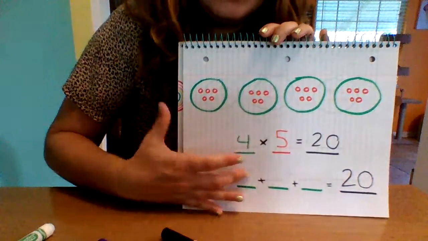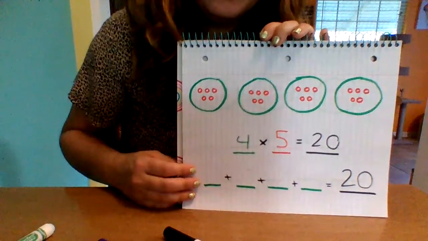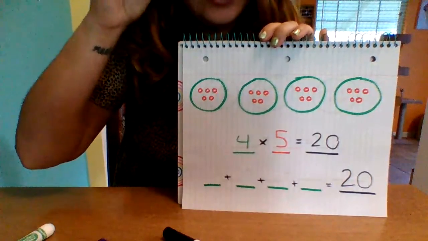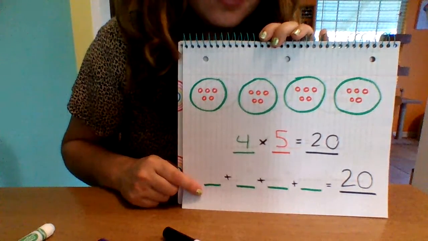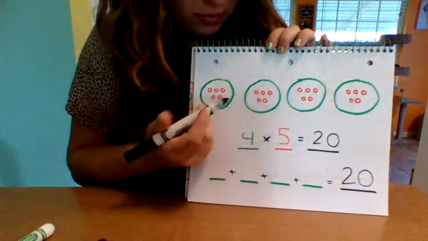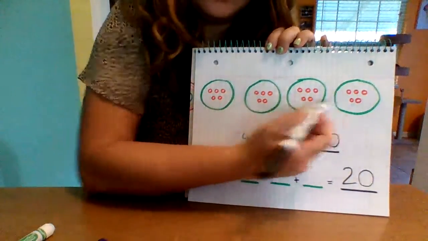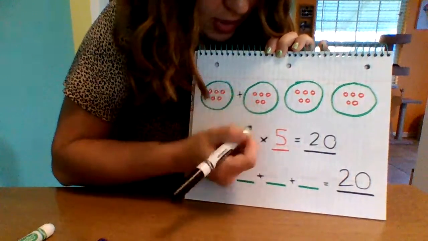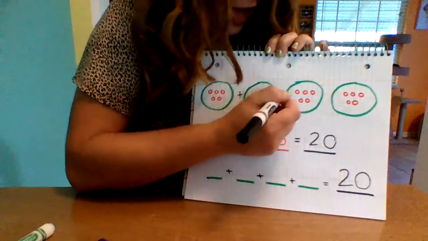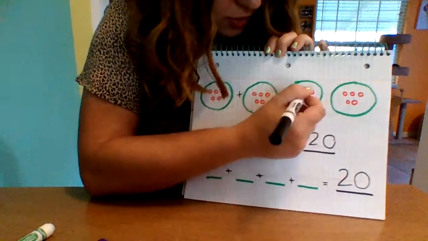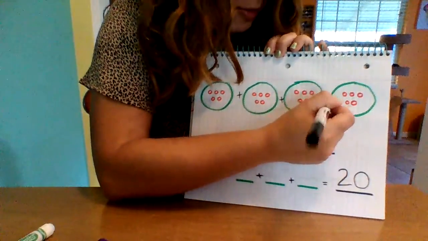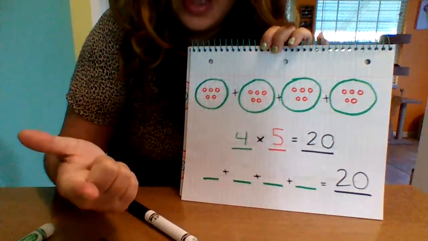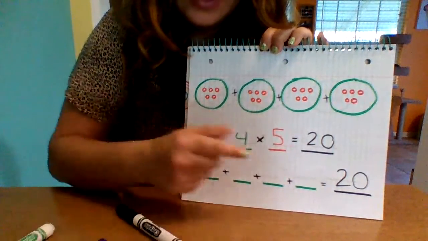So we have something plus something plus something plus something. Do you know what number you can add 4 times to get 20? How about the number that they're using in this equal groups equation? 1, 2, 3, 4, 5 plus 1, 2, 3, 4, 5 plus 1, 2, 3, 4, 5 plus 1, 2, 3, 4, 5. 5 plus 5 plus 5 plus 5 is 20.